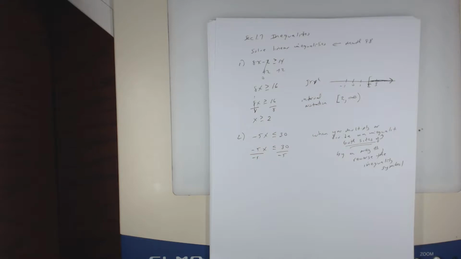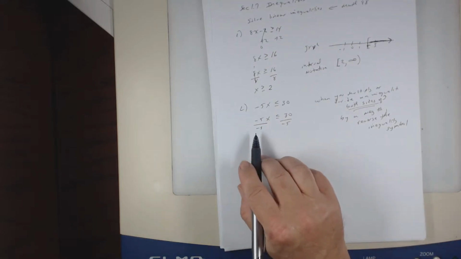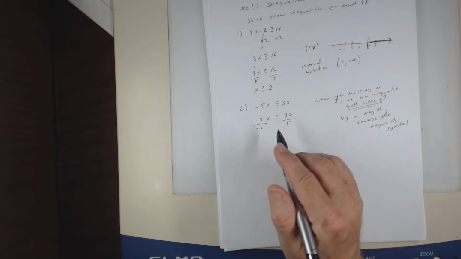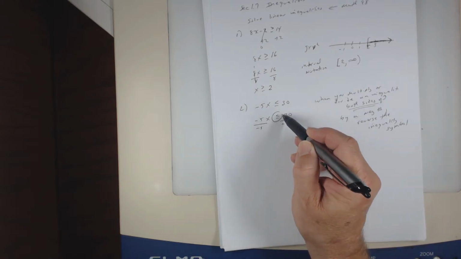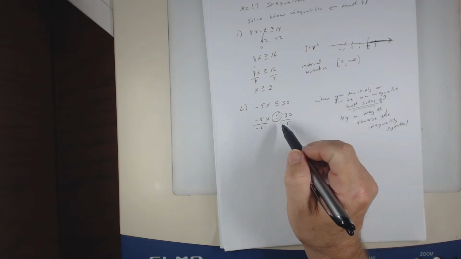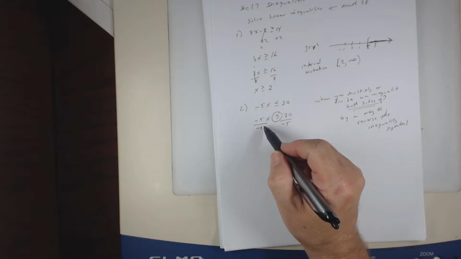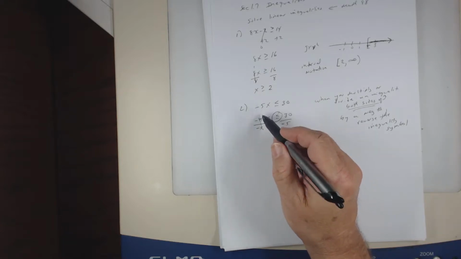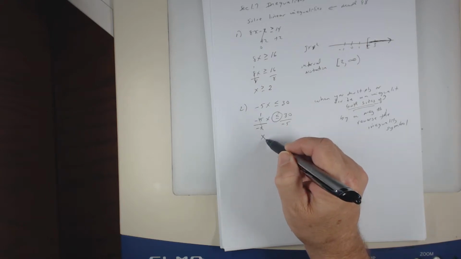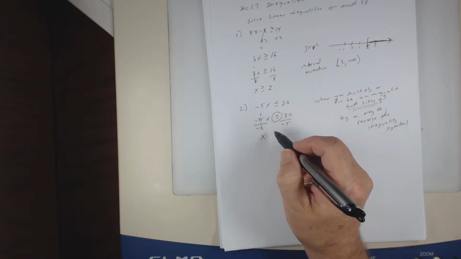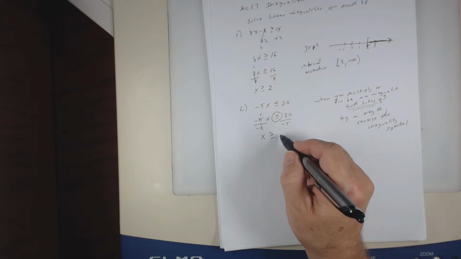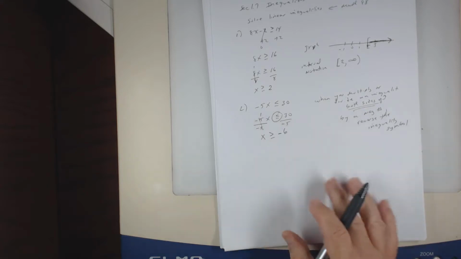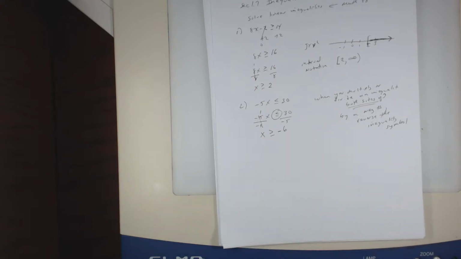Okay? So here I'm dividing by a negative number, correct? Sometimes people will circle this inequality symbol to remind them to reverse it. And so negative 5 divided by negative 5 is what number? 1. 1 times x is x. So my solutions are not less than or equal to, but they're what? Greater than or equal to what? Negative 6. And let's check it.